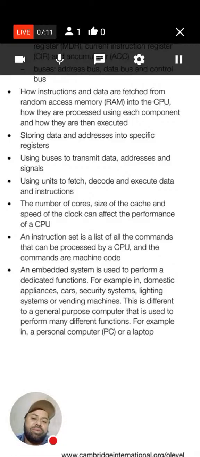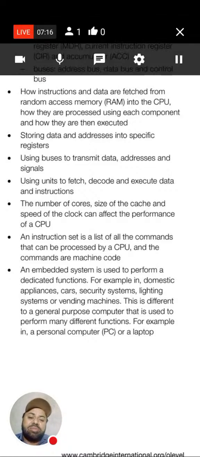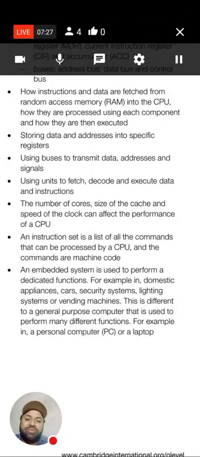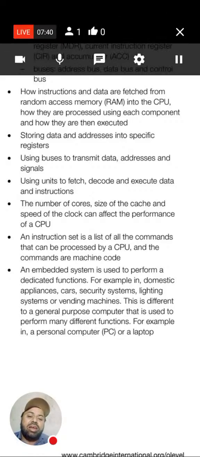First of all, it's a very mandatory concept of bus. We can transfer data, and we can transfer address and signals through buses as well. Then using units to fetch, decode, and execute data and instructions. A very important concept is the difference between data and instruction. Data is some useful information, but instructions are how to execute, how to perform, how to carry this data. These are the instructions.